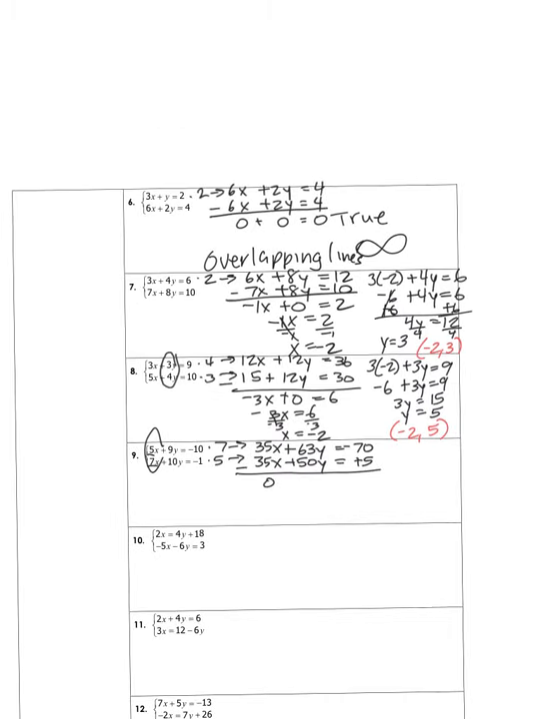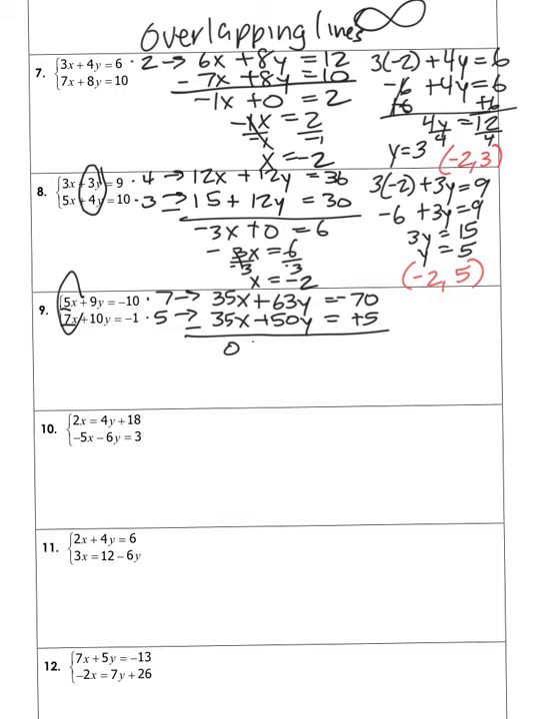63y minus 50y is 13y. And negative 70 plus 5 is negative 65. Okay, the 0 goes away, and 13y equals negative 65. Divide by 13 on both sides, and y equals negative 5.